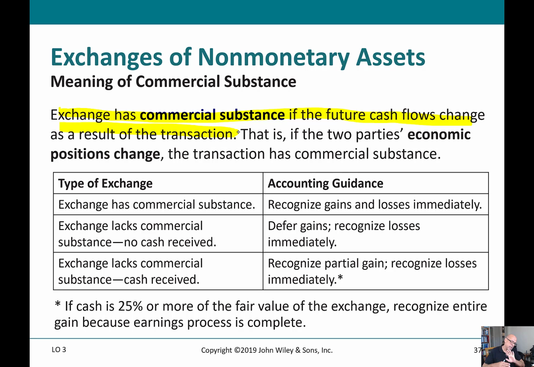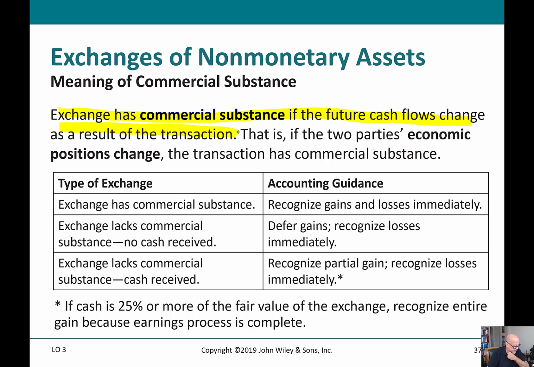But that's IFRS. I'm not going to leave you guessing, okay? I'm going to either tell you the transaction has or lacks commercial substance. I'm going to either tell you that the cash flows will change or won't change significantly. Change significantly has commercial substance. Won't change significantly lacks commercial substance, okay?